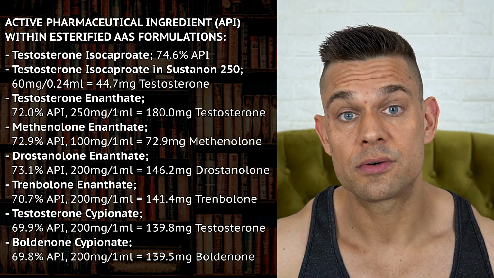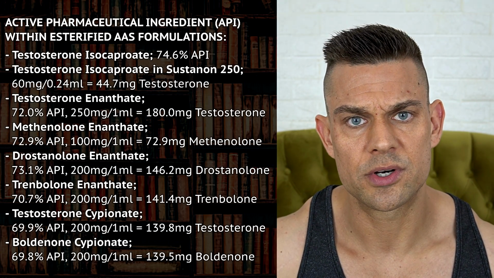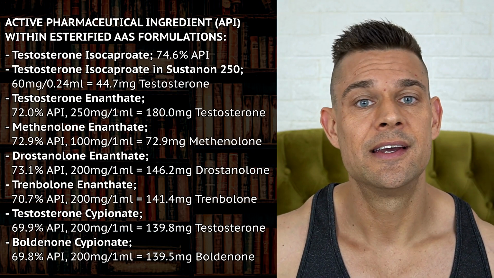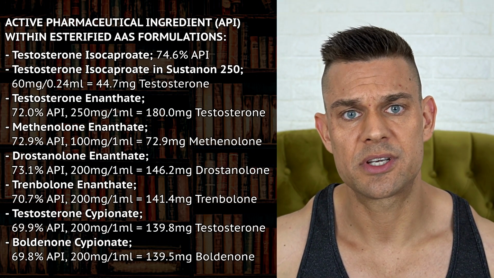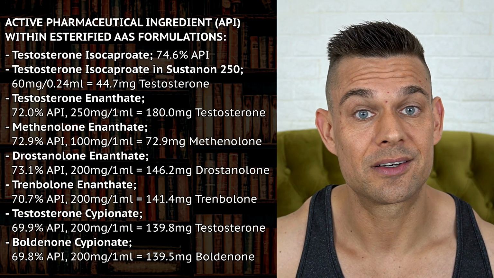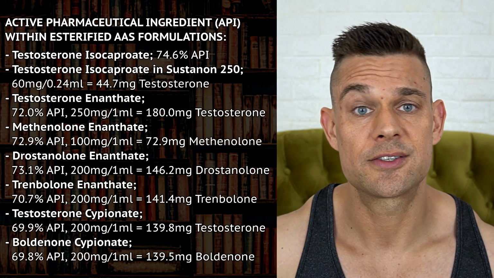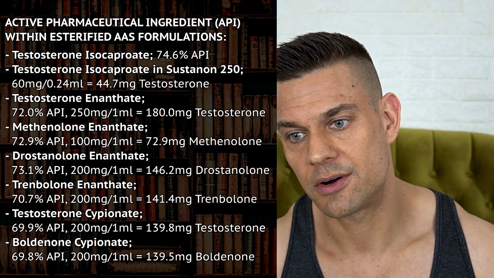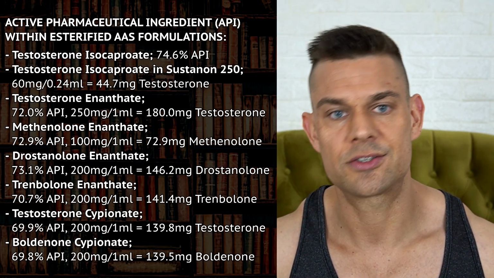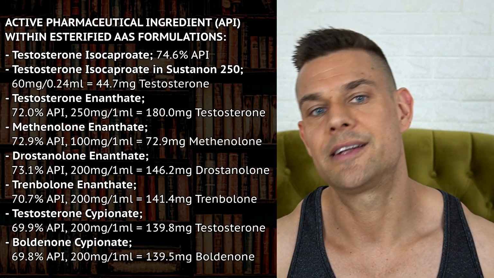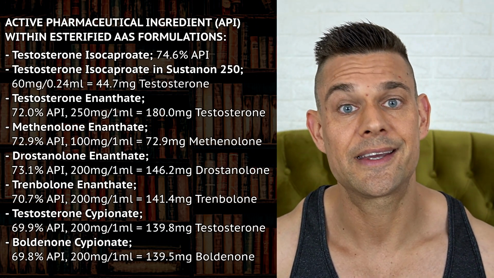Now, there's also boldenone cypionate or dihydroboldenone cypionate. I did not calculate the percentage for dihydroboldenone because I could not find the molecular mass for dihydroboldenone. And I didn't want to go through the calculations comparing boldenone to testosterone, and then calculating dihydrotestosterone to dihydroboldenone, and then calculating that to the cypionate or undecanoate ester.